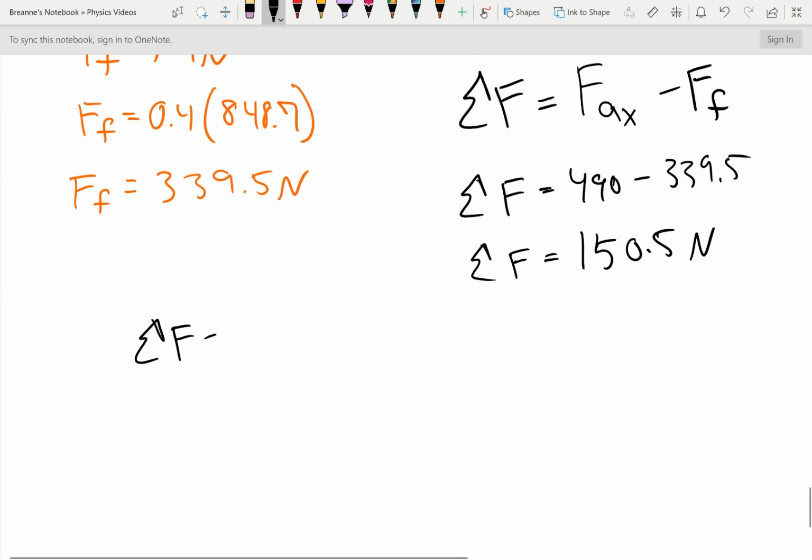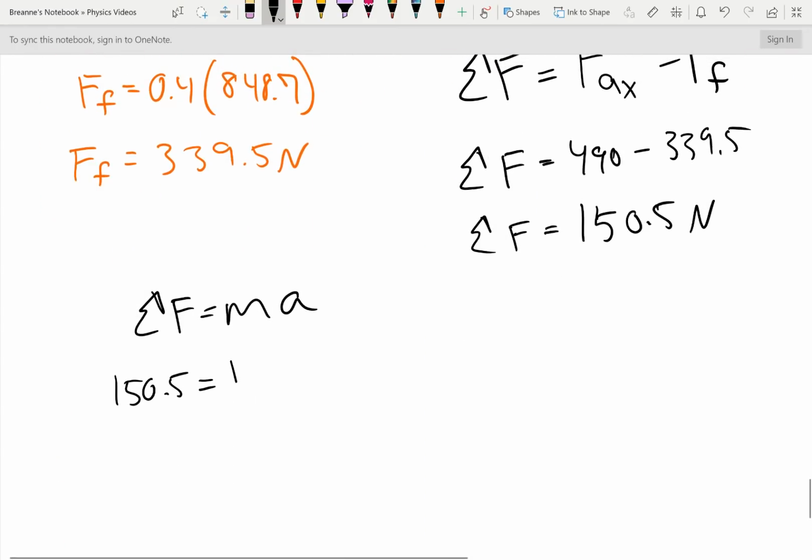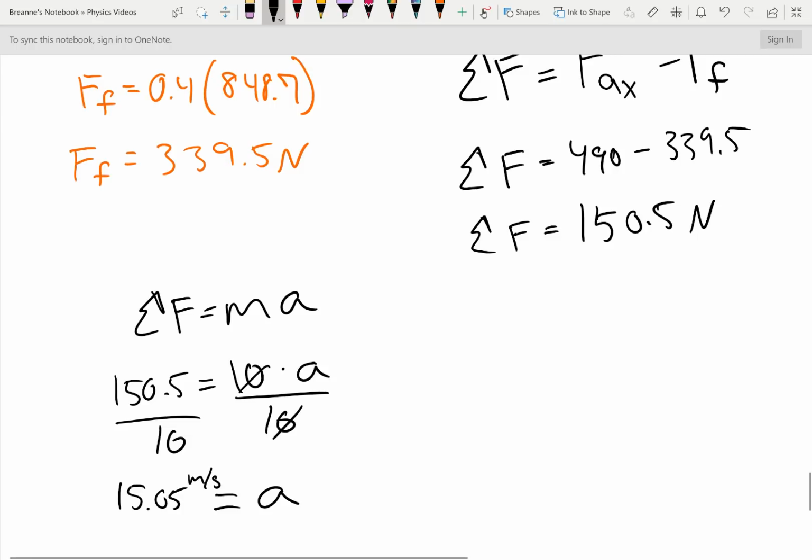Now you can solve for your acceleration. Your net force equals mass times acceleration. Our net force is 150.5. Our mass of the block, I believe it's 10. Yep, it's been a minute. 10, and we're looking for acceleration. To get acceleration by itself, it's being multiplied. The opposite of multiply is divide. What you do to one side, you have to do the other. And you get 15.05 meters per second squared, and that is your acceleration.